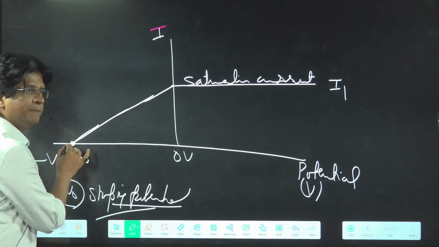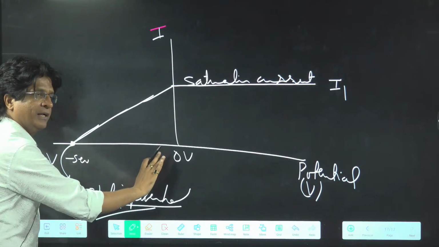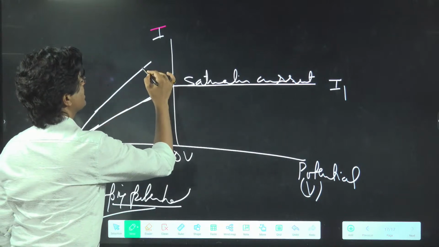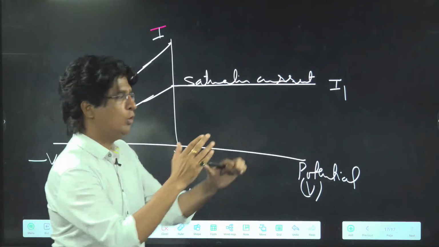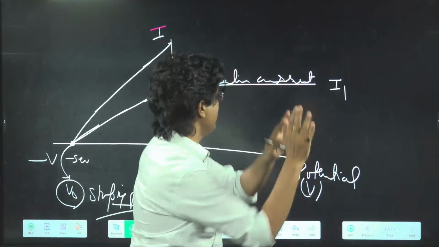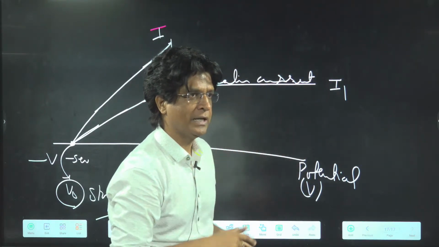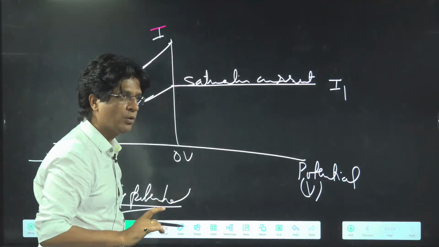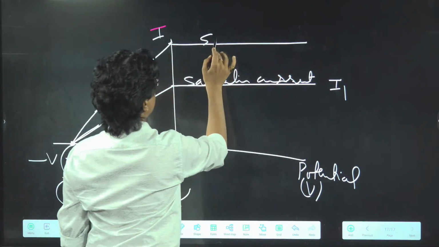Will there be any current? No current will be coming. But if I keep on decreasing the opposition, it will start increasing. And once I make it 0 volt, no opposition. Now 20 photons are coming. How many electrons will be ejected? 20 electrons will be ejected. That means more current will be carried. Yes or no?